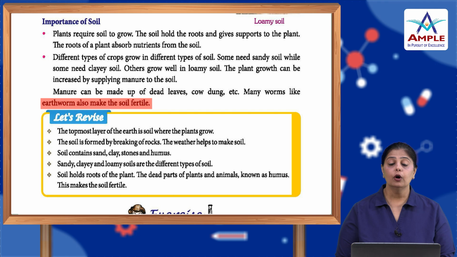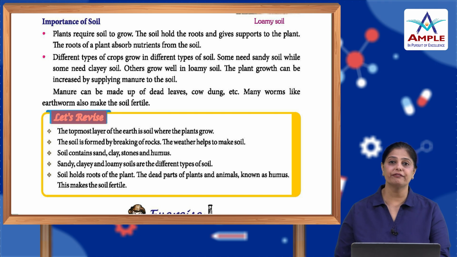Now, what is this manure? Dead leaves, cow dung, and food waste, like the peels of fruits and vegetables, are all manure. There are so many worms you will see in the soil, like the earthworm. Why is it called an earthworm? Because it makes the soil fertile, the earth fertile.